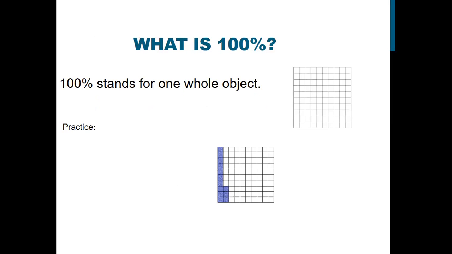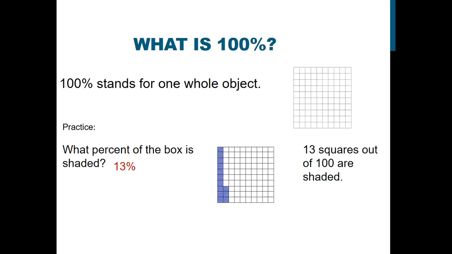So a little bit of practice. Here's a question. What percent of the box is shaded? Well, if I look, this whole row is shaded, so there's 10. And then there's 3 more. So 13 squares are shaded. So 13% is shaded.